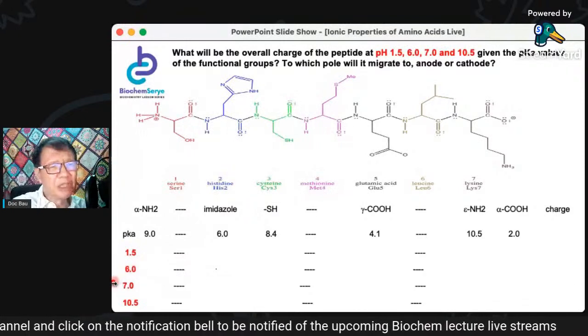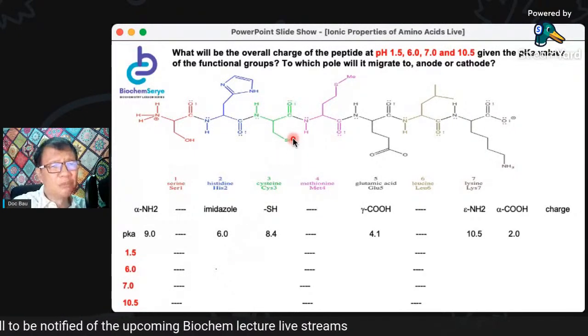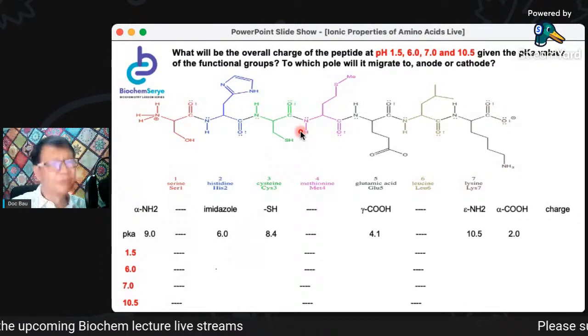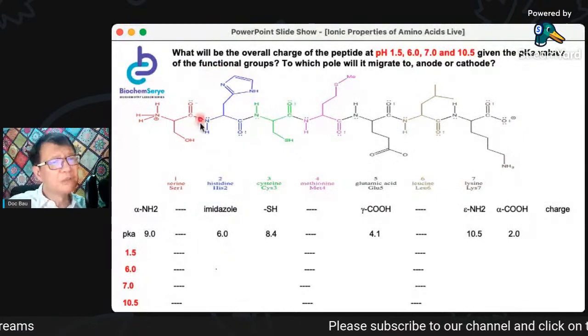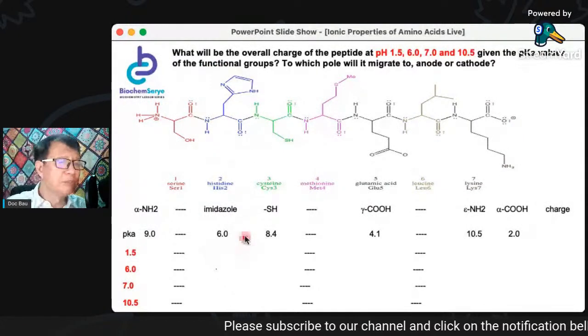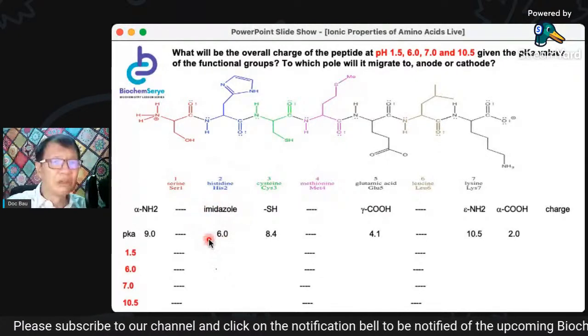For example, at pH 6, what will be the charge of your functional group sulfhydryl? Anyway, the imidazole I mentioned, your histidine, is important in buffer systems because the pKa of your imidazole group is near 7. Please do remember that.